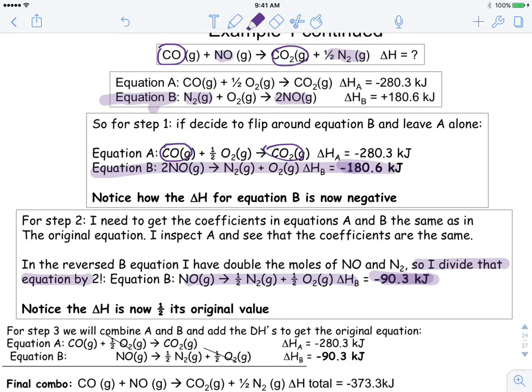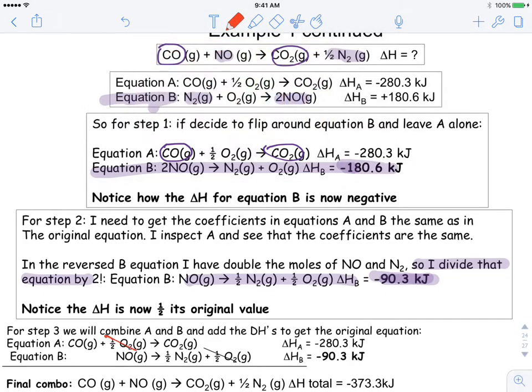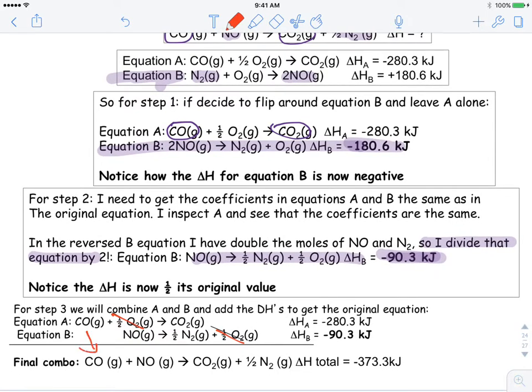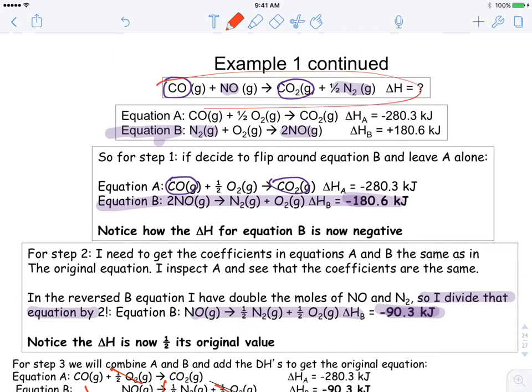When I add this up, I get the O2's crossing out. I get CO. I get NO. I get 1/2 N2, and I get my CO2. And this matches my original. If you go back to the top here, it matches my original.